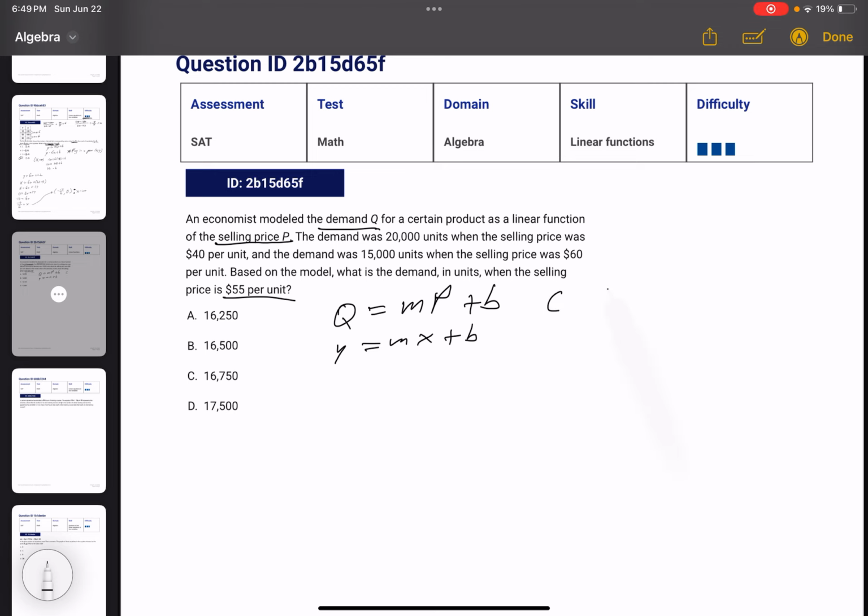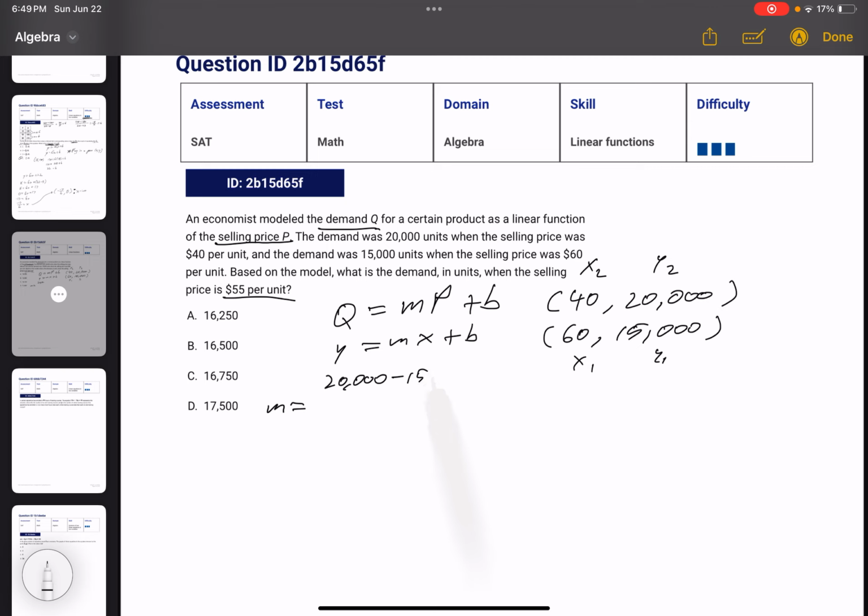So we're given 2 points here: a selling price of $40 per unit with 20,000 units, and a selling price of $60 at 15,000 units. For clarity, we're going to label this as y2, x2, and this as y1, x1. Plugging in for slope, we get 20,000 minus 15,000 over 40 minus 60, which is 5,000 over negative 20, giving us negative 250. So that's our slope.